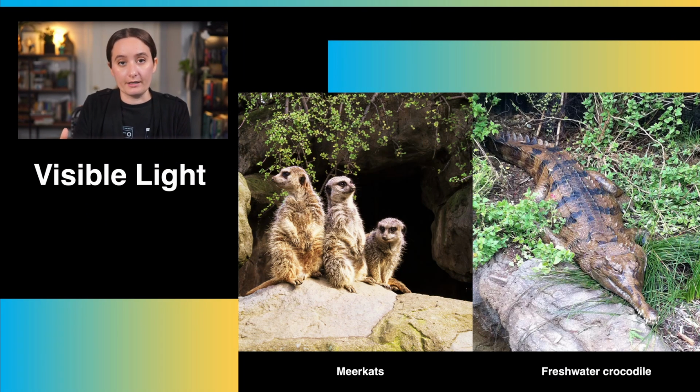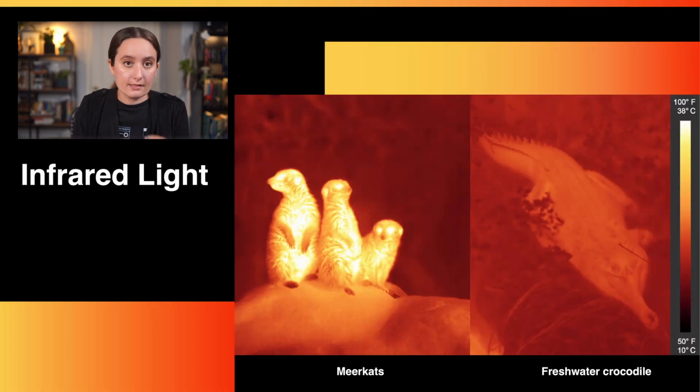So why do we need different types of light? Well, it's because we get different types of information. So here's a visible light image of some meerkats and a freshwater crocodile. If you had infrared eyes, this is what they would look like. You can see the meerkats are glowing. They're glowing with a type of light our eyes can't see that's redder than red. The freshwater crocodile, not glowing as much.